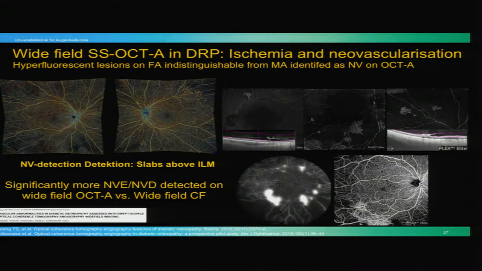For the detection of neovascularization, it's also very useful because sometimes on FA you may have a hyperfluorescent lesion and you're not sure: is it an IRMA, is it already a neovascularization? It won't pop up like a neovascularization itself. If you then do the OCTA, it can be identified as a neovascularization, or you say, okay, there is nothing. But you can definitely see whether there is something here or not. And it's definitely better than ultra-wide-field color fundus imaging in detecting neovascularization on the disc and elsewhere.